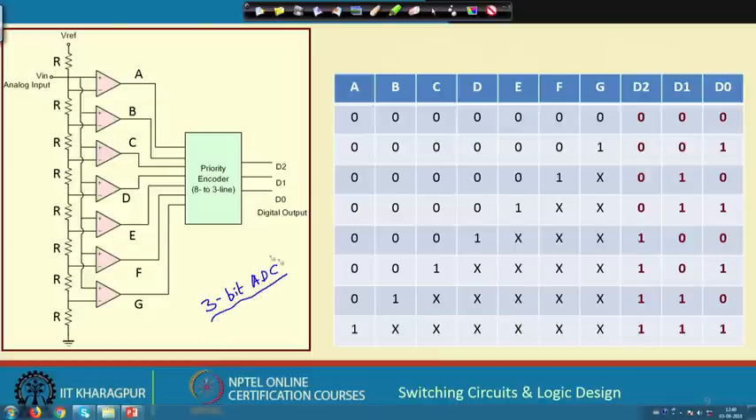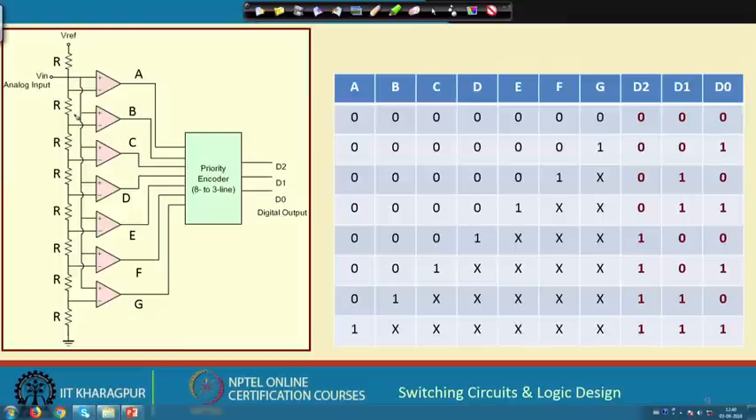So, according to what we showed in the previous slide, we have 2 to the power 3 minus 1, that is 8 minus 1, which is 7. There are 7 comparators. There are 2 to the power 3, 8 resistances, and we need a priority encoder with 8 inputs, actually 1 less, 7 inputs. The output will be 3 bits.